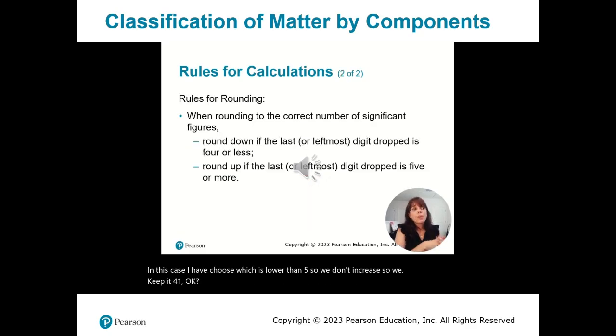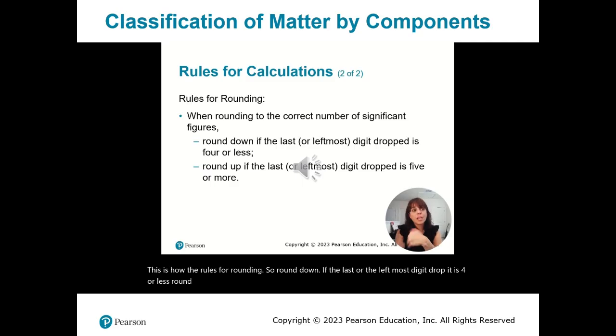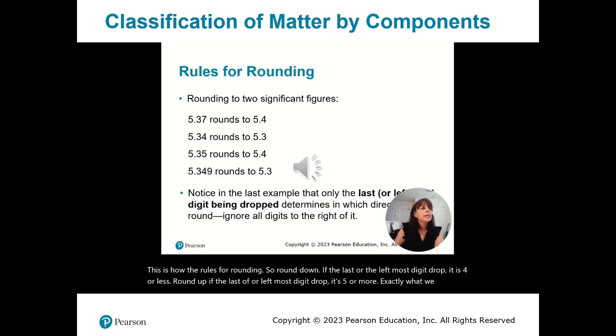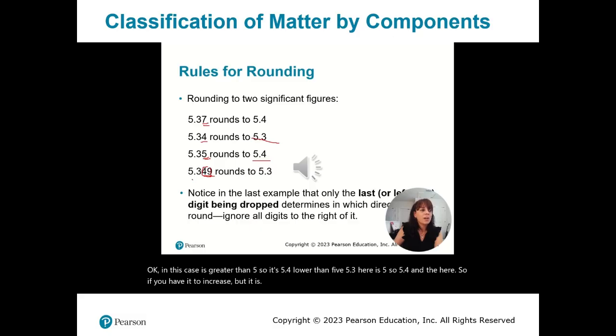These are the rules for rounding. Round down if the leftmost digit dropped is 4 or less. Round up if the leftmost digit dropped is 5 or more. Exactly what we did before. This case is greater than 5, so it's 5.4. Lower than 5, 5.3. Here is 5, so 5.4. And here, if I have to increase, but look, it's 4, so it's 5.3.